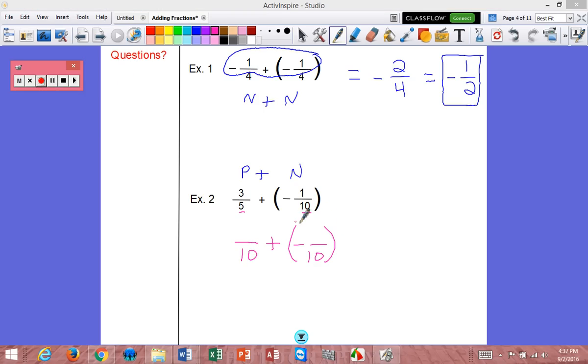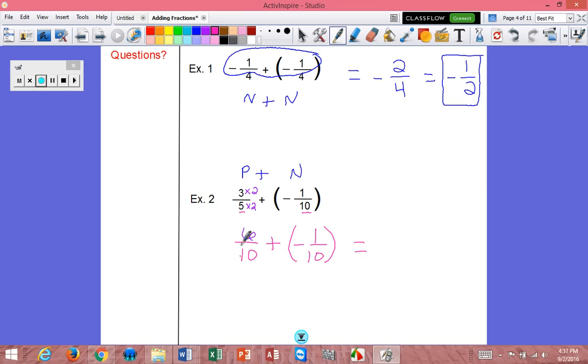Since this fraction already has a denominator of 10, I don't have to change anything here. Now over here, I'm changing this one. So to get from 5 to 10, we multiply by 2. So I want to do the same thing to the numerator, and 3 times 2 is 6.